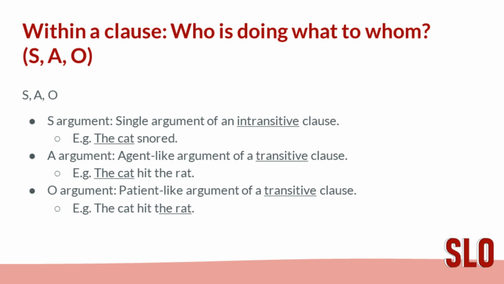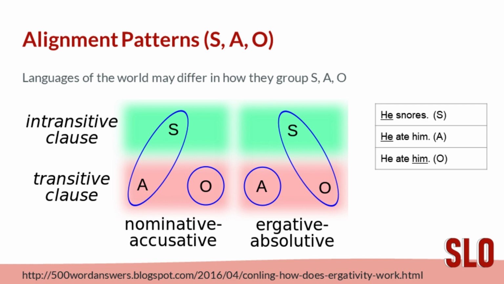Patient-like means that the participant is receiving the action, just like how a patient receives treatment from a doctor. In the sentence, the cat hit the rat, the rat is on the receiving end of the action, hence O refers to the rat. Languages of the world may differ in how they group S, A, and O.